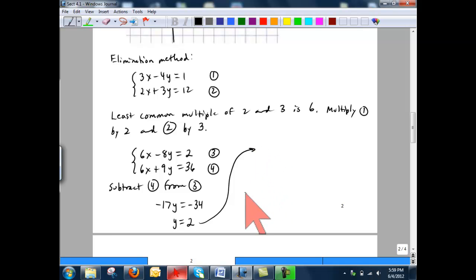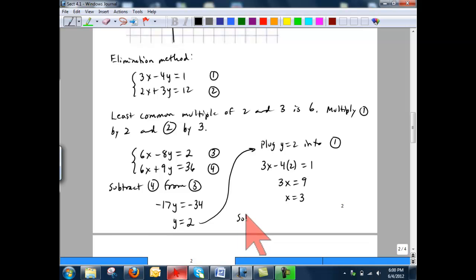And then if you remember the way you finish this off, now that you know the numerical value of one of the variables, is to plug it back into one of the equations and solve for the other variable. It doesn't matter which equation you choose as long as it has both x and y. I'll substitute y equals 2 into equation 1. And then I get 3x minus 4 times 2 equals 1. Okay, let's solve for x. Here's an 8. Let's move it to the right-hand side. So 3x equals 1 plus 8, which is 9, and then x equals 3.